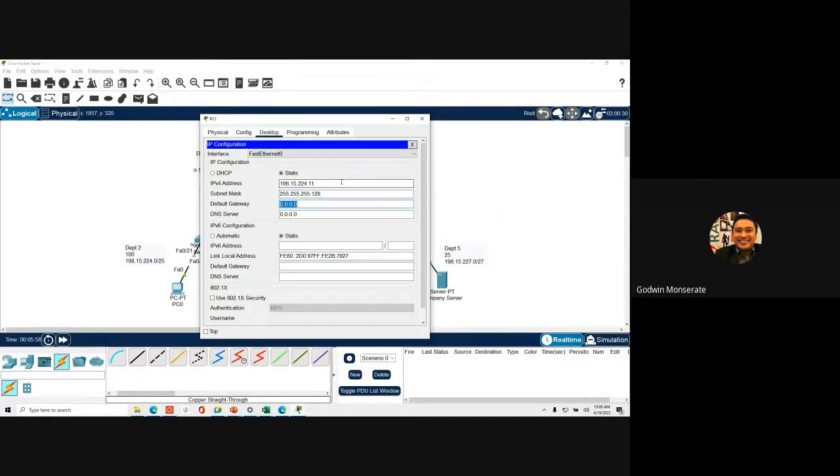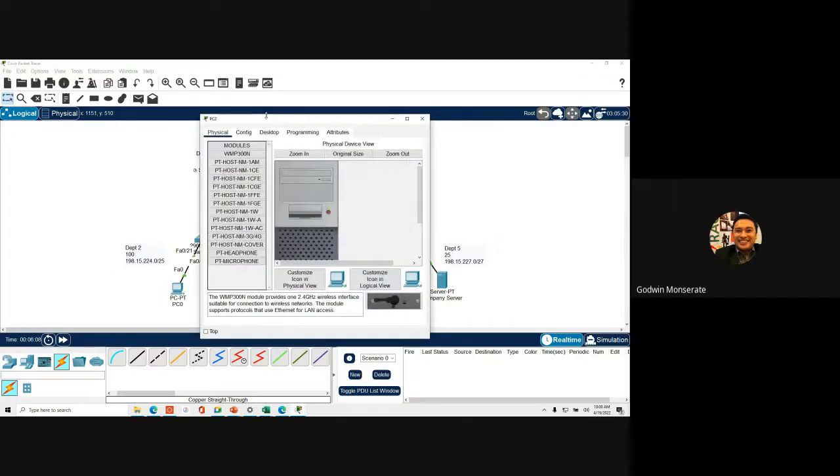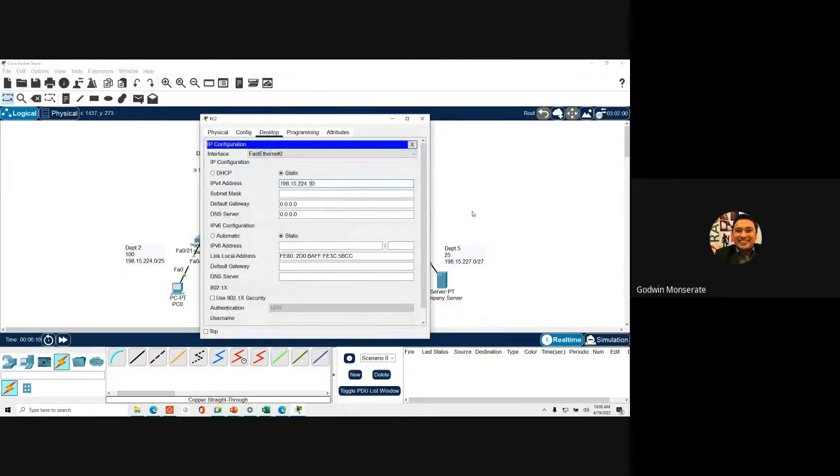11.128 is the gateway of that one. Okay, so okay na diri dapita. Diri is 198.152.227 dot, kani would be 227 na ni siya. Dot 10. Okay? Copy. This is 224. Correct? 227.1.